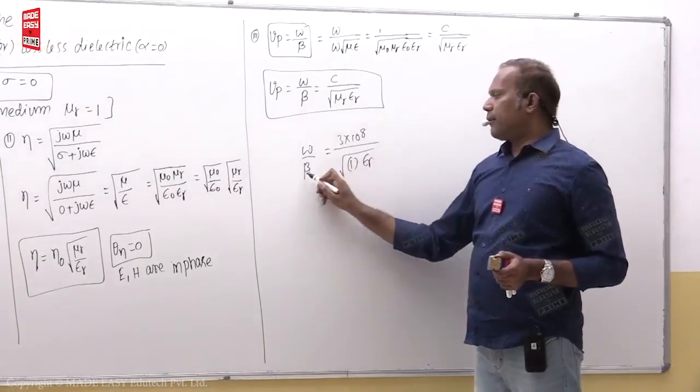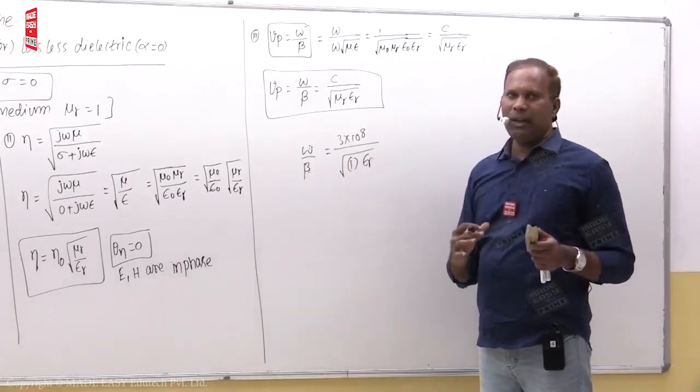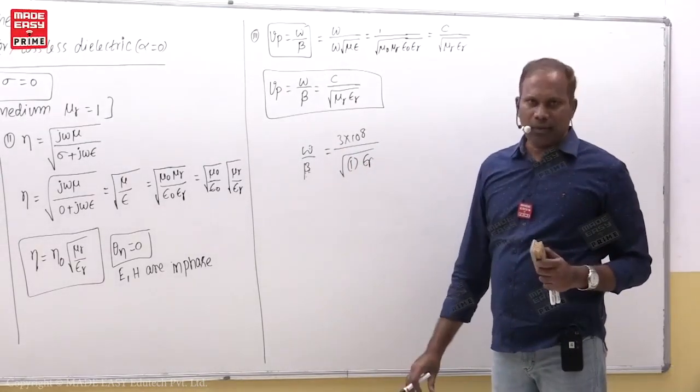If these two are given, you can find this. These two are given, you can find this. You observe in that way. That is called preparation actually.